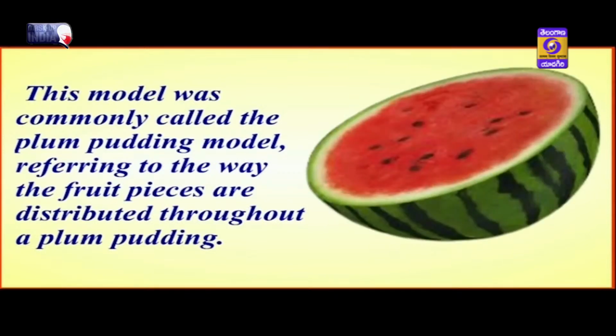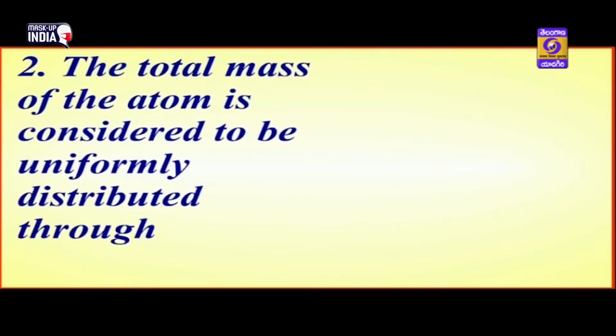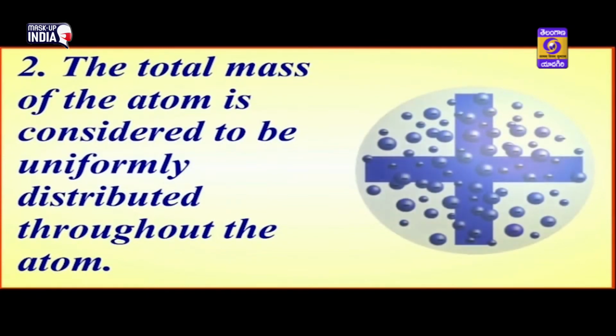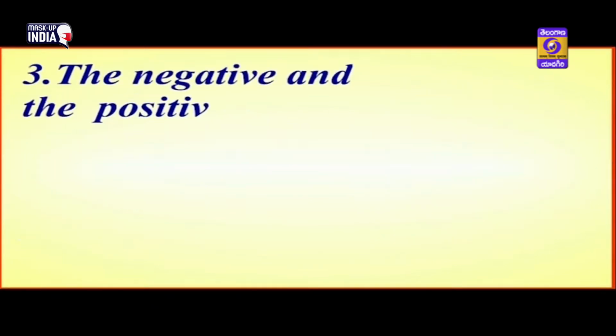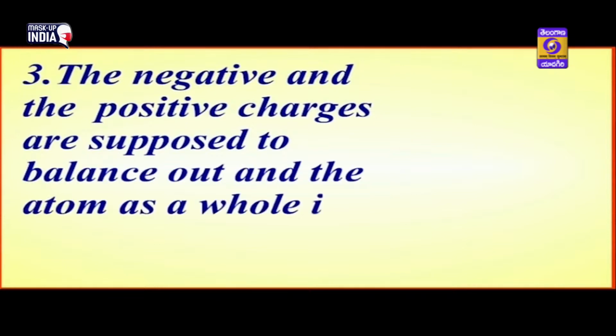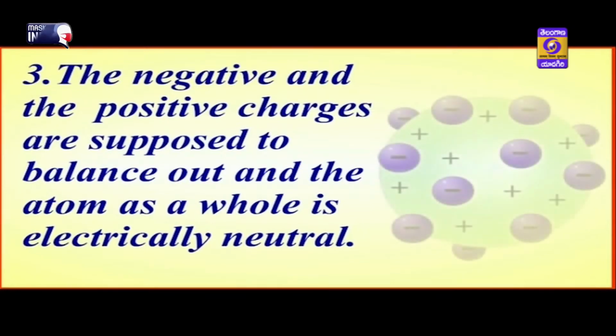Number 2. The total mass of the atom is considered to be uniformly distributed throughout the atom. That means the mass of the atom is uniformly distributed in the atom. Number 3. The negative and the positive charges are supposed to balance out and the atom as a whole is electrically neutral. Which means, my dear children, the number of positive charges and negative charges in the atom are same.